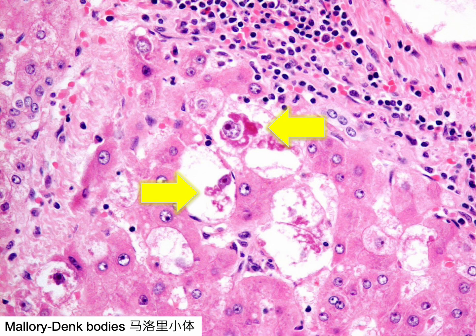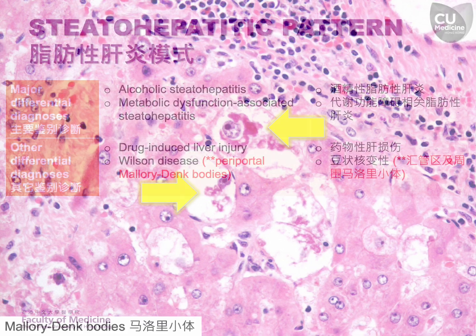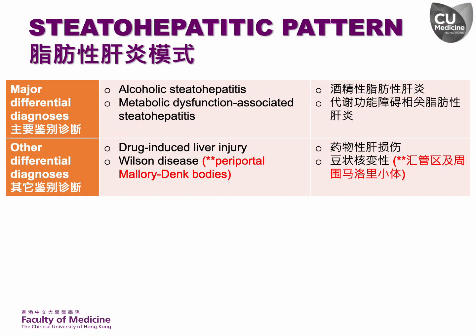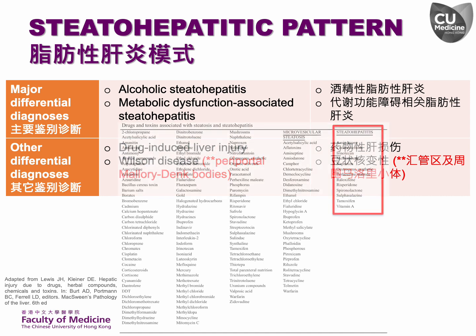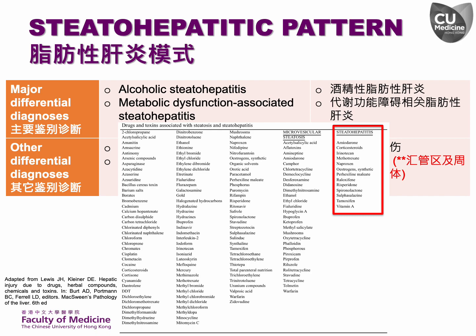Some ballooned hepatocytes contain deeply eosinophilic, ropey intracytoplasmic inclusions known as Mallory-Denk bodies. These bodies consist of misfolded and aggregated intermediate filaments, mainly cytokeratin 8/18 and proteins such as P62 and ubiquitin. Alcohol steatohepatitis and metabolic dysfunction-associated steatohepatitis are two major causes of the steatohepatic pattern. It is also important to consider drug-induced liver injury and Wilson disease as potential causes. This table provides a list of medications associated with steatohepatitis.